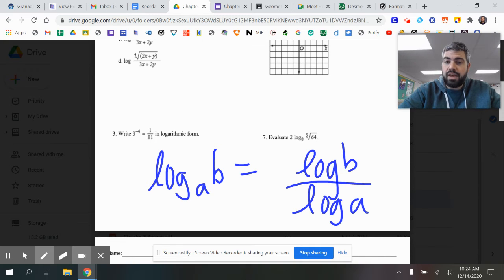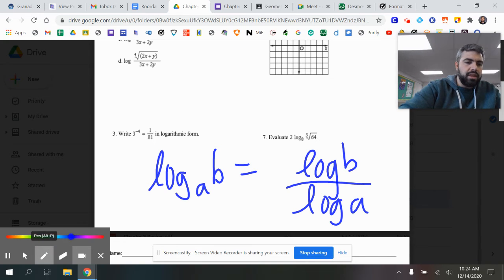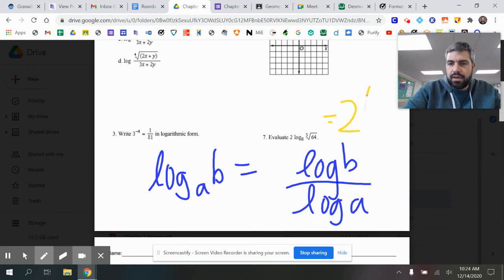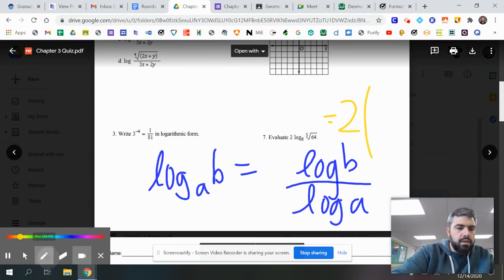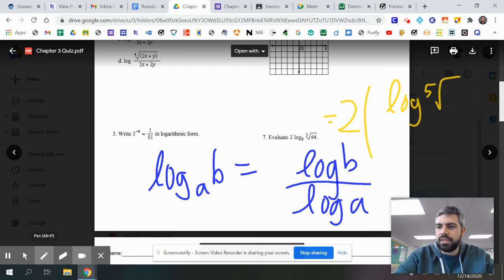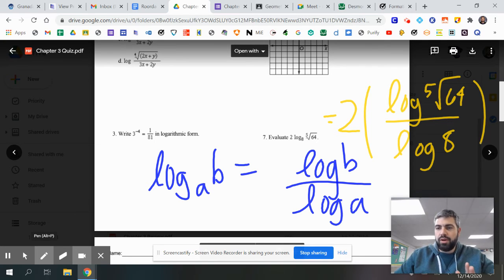So for number 7, since it's 2 times log base 8 of the 5th root of 64, what I'm going to do is rewrite that. First off, I'm going to keep the 2 on the outside. And then, instead of log base 8 of the 5th root of 64, I'm going to write common log of the 5th root of 64 divided by common log of 8. Now all of that can be put right into our calculator, right?